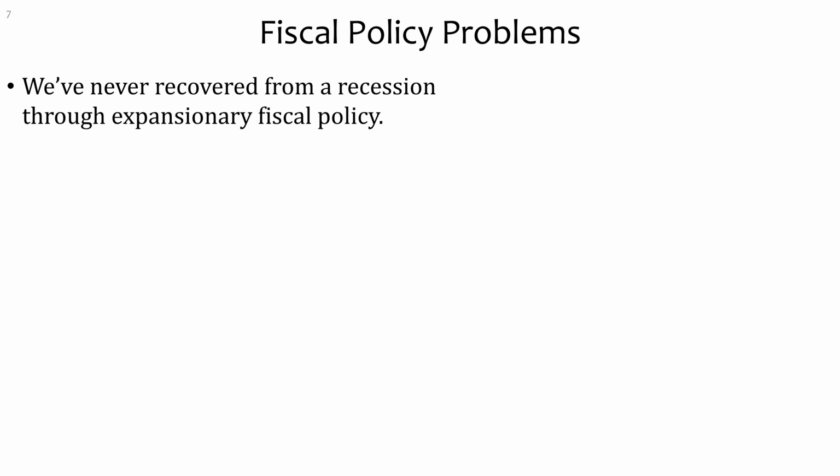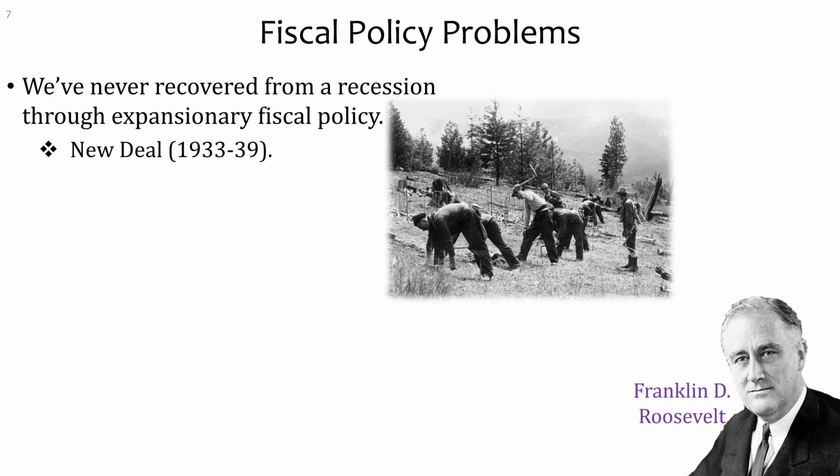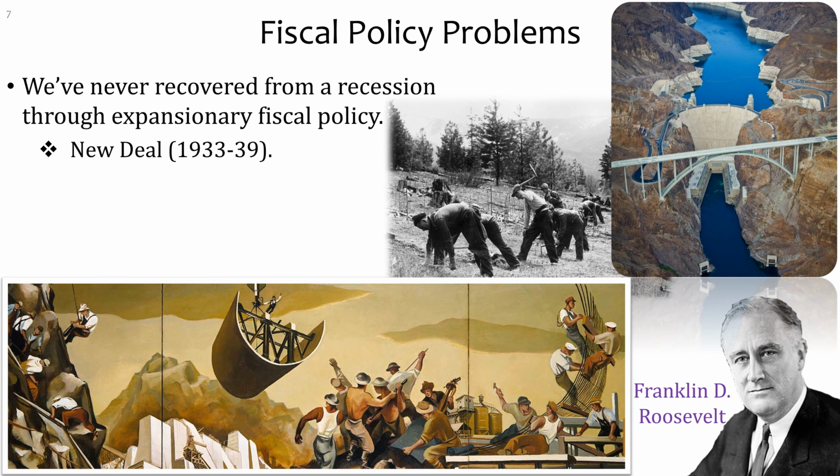Another problem with fiscal policy is that it has never worked. I'm going to give you two good examples for it. The famous thing is the New Deal by President Roosevelt during the Great Depression. He injected a lot of money by projects. A very famous one is the Hoover Dam on Colorado River. Another example is the Marshall Plan after the Second World War in Europe.